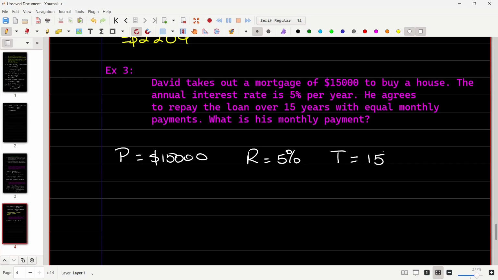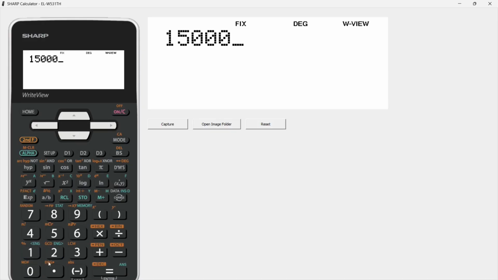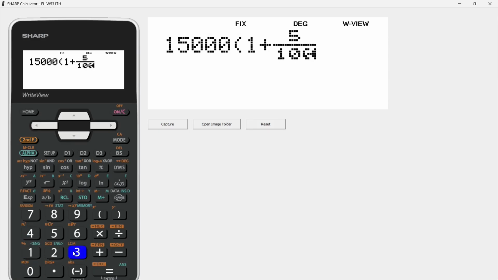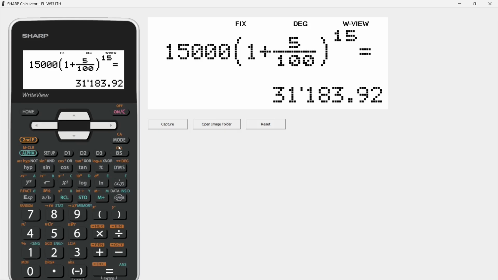And then we have to figure out what is his monthly payment. Now he's agreed to do this for 15 years. So whatever interest they are going to charge him per year, we're going to have to figure out the total amount that he's going to have to repay for this loan first. So the amount would be equal to 15,000 into 1 plus 5 over 100, raised to the power of 15, and we'll get an answer of 31,183.92.